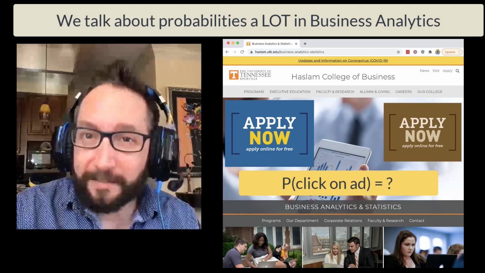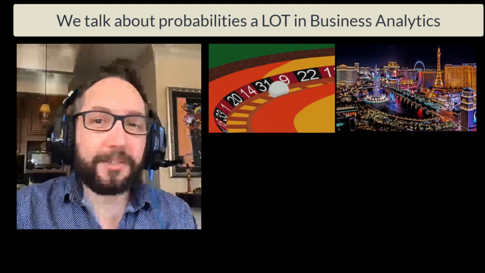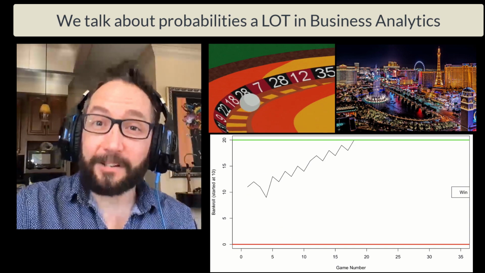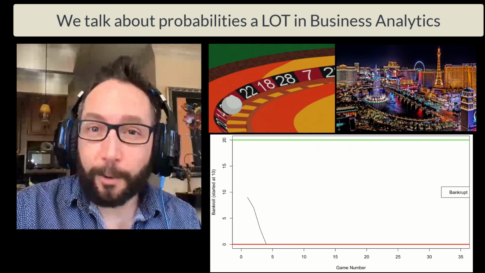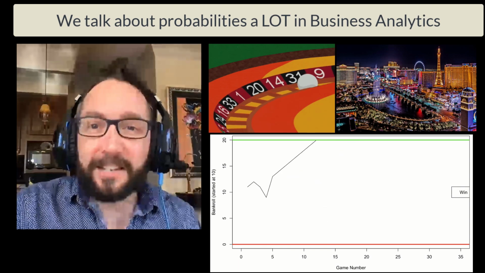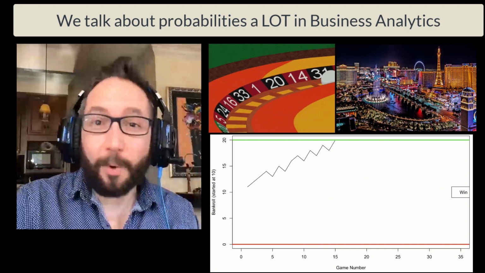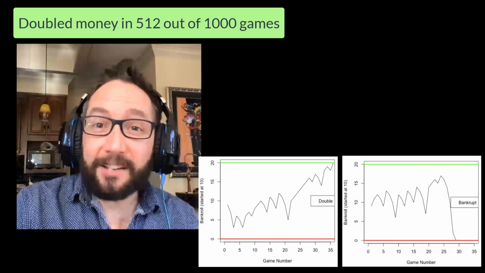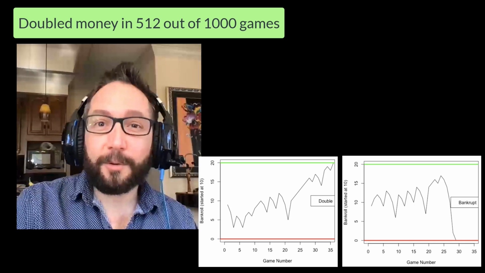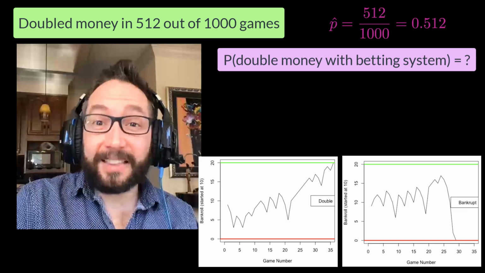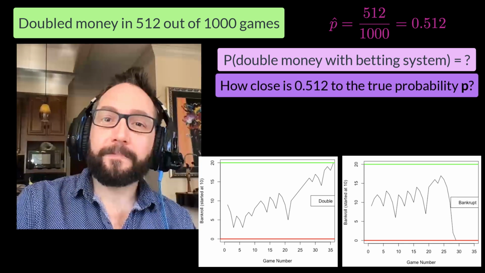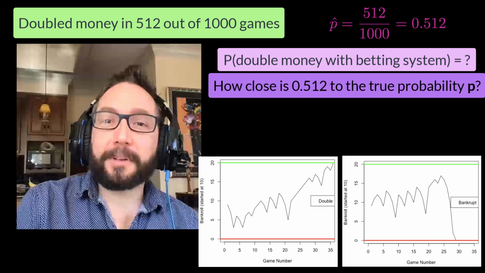And you know me, I love gambling, I love Las Vegas. What if I have some sort of betting system in mind, and I would like to know what's the probability that that betting system allows me to double my money before going broke? So maybe I set up a Monte Carlo simulation that plays a sequence of games and repeat this, say 1,000 different times, and my betting system results in me doubling my money 512 out of those 1,000 times. What's the probability in general that this betting system is going to allow me to double my money before I go broke? So the frequentist definition of probability helps us out.